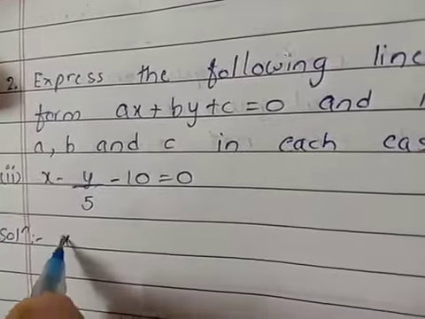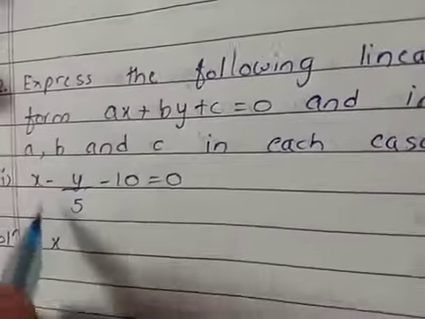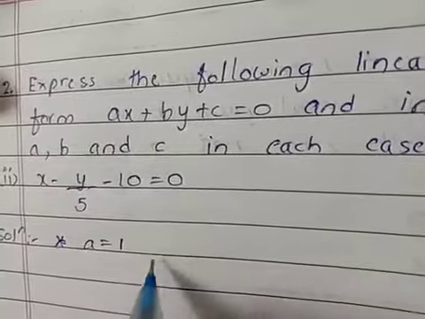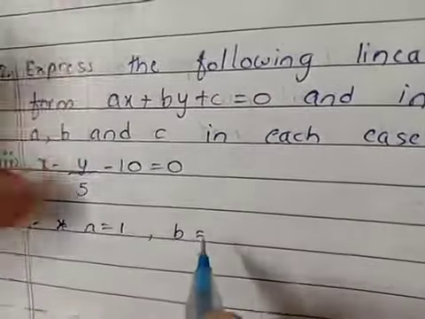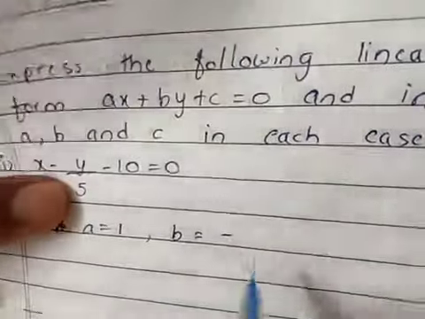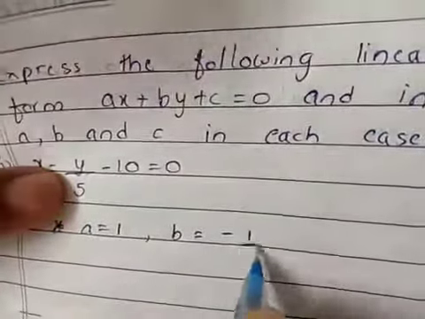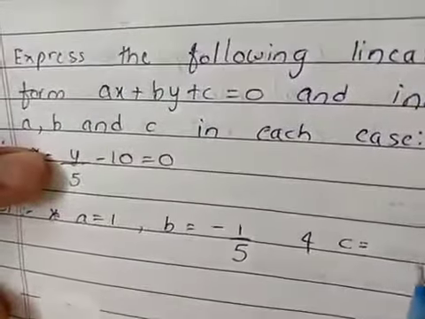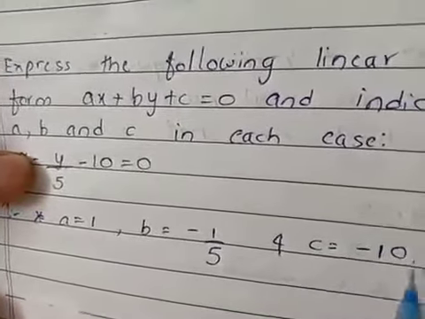This will be, what is a over here? A is equal to 1. Okay. What is the value of b? It is minus y by 5. Y by 5 can be written as 1 by 5. Okay. And the value of c is equal to minus 10.